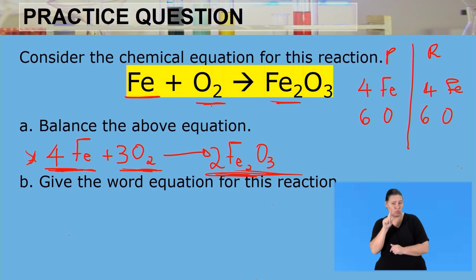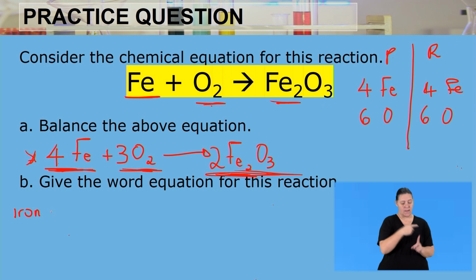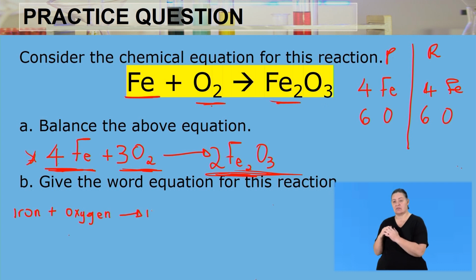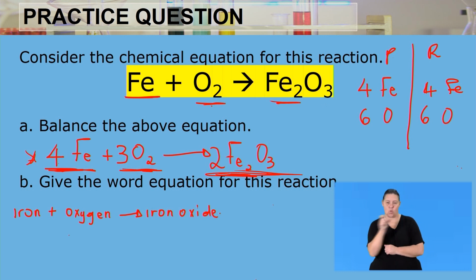The next question requires us to give the word equation for this reaction. We do know that Fe means iron, and O2 is our oxygen, and the product is iron oxide. So the word equation will then be iron plus oxygen reacting to form iron oxide. So this is our word equation.